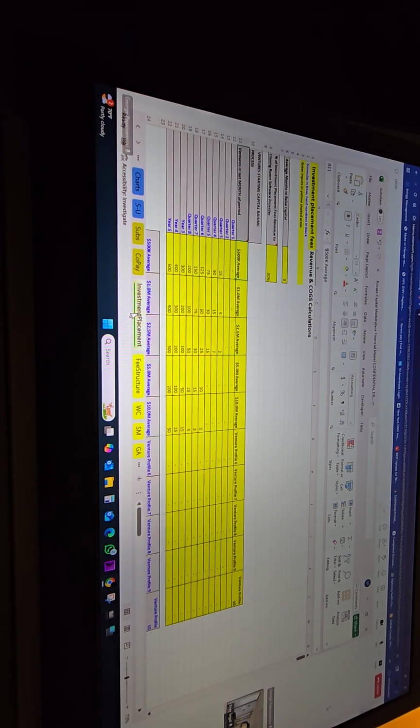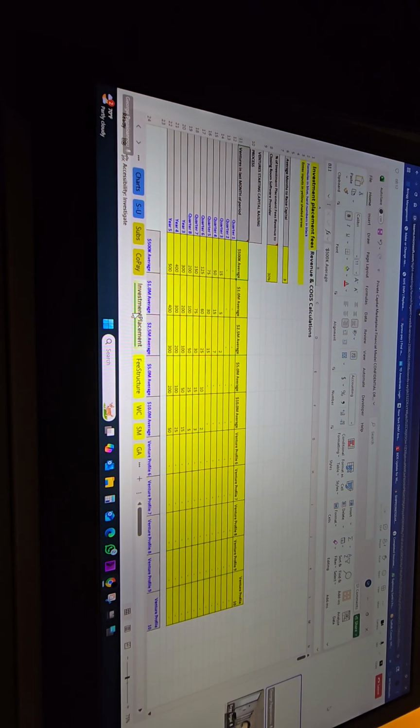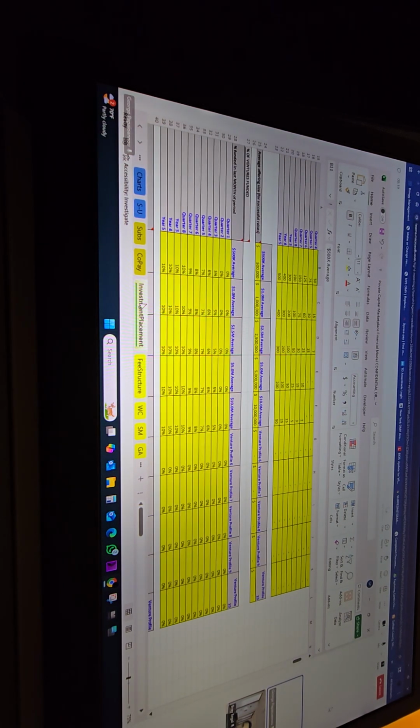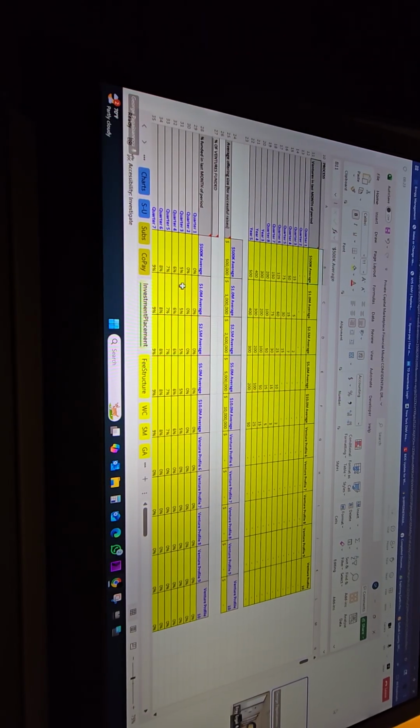I don't imagine that yours would be this complex. This has a lot of moving parts. We have to make a lot of assumptions, percentage of successful deals, and all of that sort of thing.